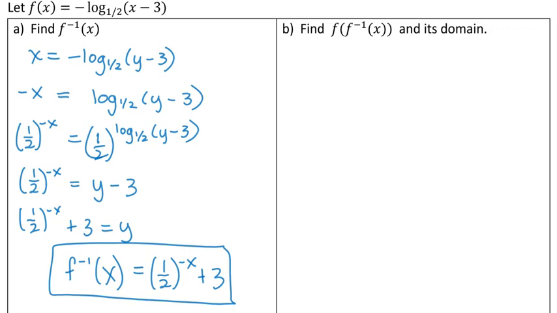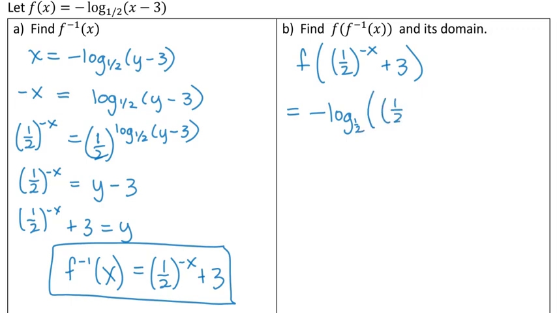I'm going to check it by composing. So first, I'm going to plug this exponential I just found back into the original log function. And I will get negative log base 1/2 of my inverse function minus 3. So it's never a bad idea to throw parentheses around whatever you're plugging in, but this is another one where it looks like I don't end up needing them, so I'm going to get rid of them.